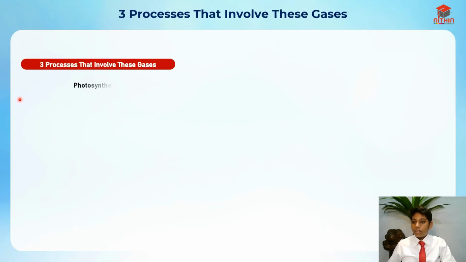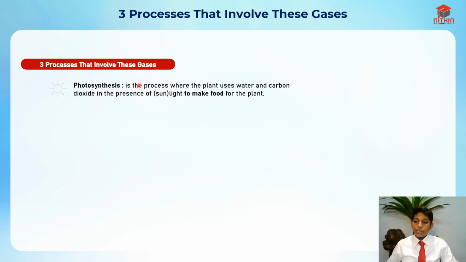First is photosynthesis. So photosynthesis actually happens in the day, right? So photosynthesis is the process where the plants use water and carbon dioxide in the presence of sunlight. So it doesn't have to be sunlight, okay? It can just be normal light as well to make food for the plant, okay?